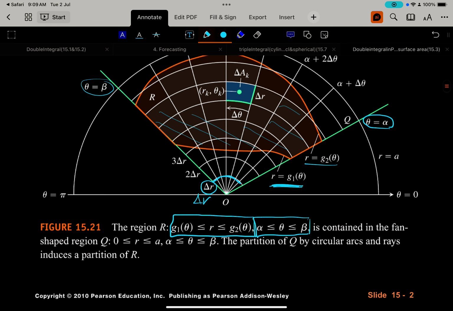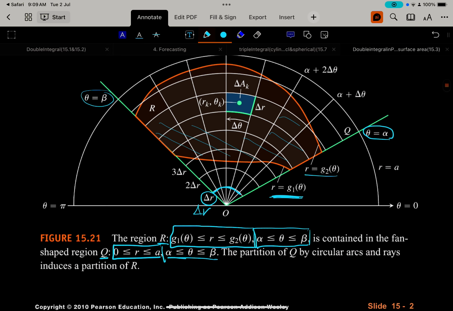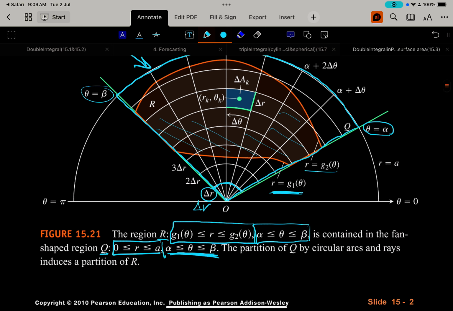And as you can see, we have a different region, which is region Q. And region Q is between r equals a and r equals 0. And it's also between theta and alpha. So this is our region. Basically the region Q is this outer region that includes region R. And these are all definitions.